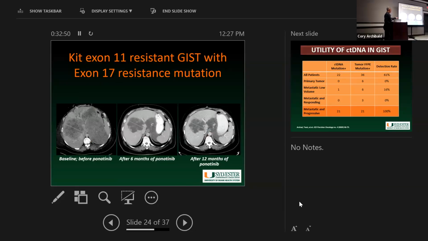And then here's another patient. This patient was actually sent to hospice and then called for a second opinion. As soon as he came in, we did ctDNA testing. We found an exon 17 resistance mutation and put him on ponatinib and had a good response that again was durable for a pretty good amount of time. So these are just anecdotes. But it's not unusual in clinic to see this.